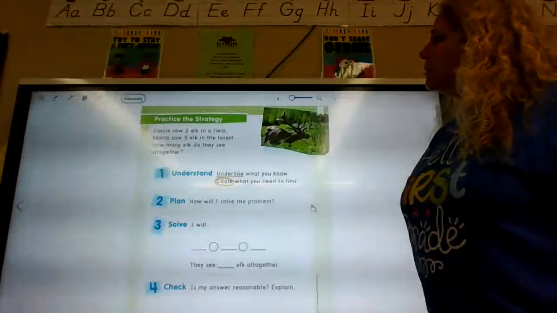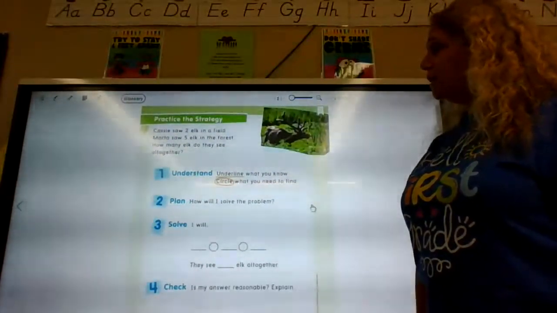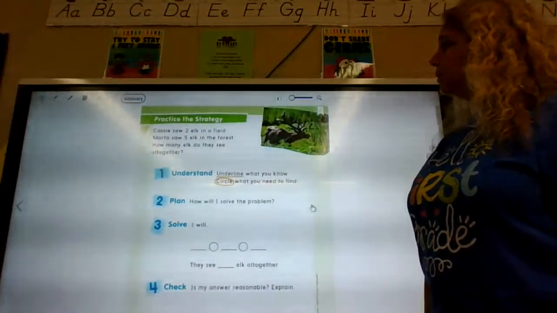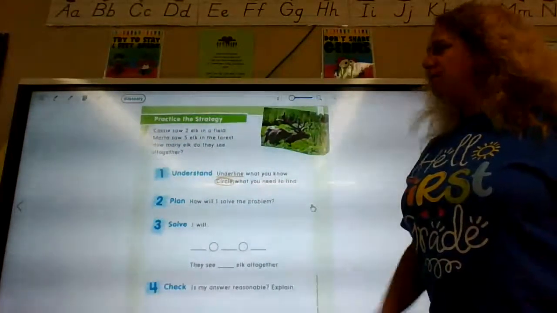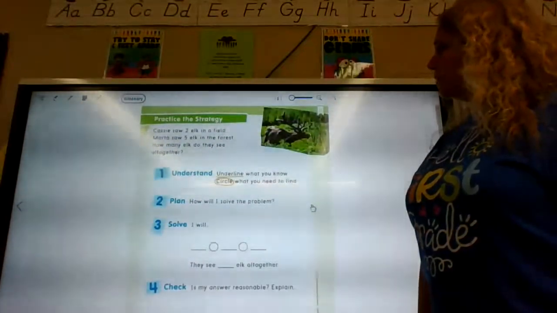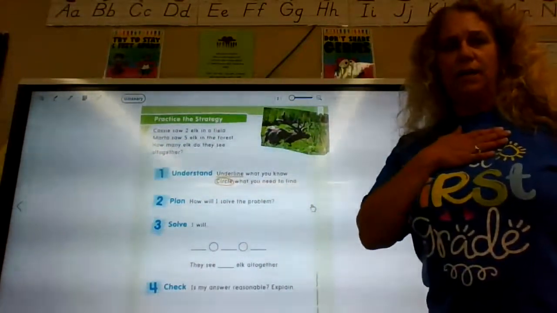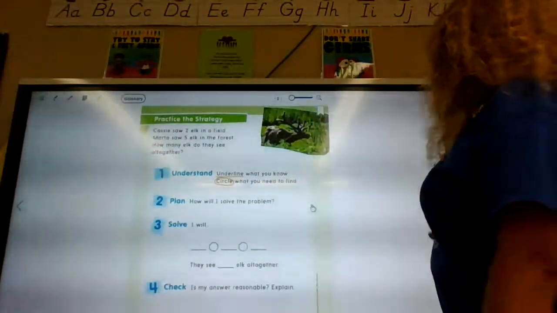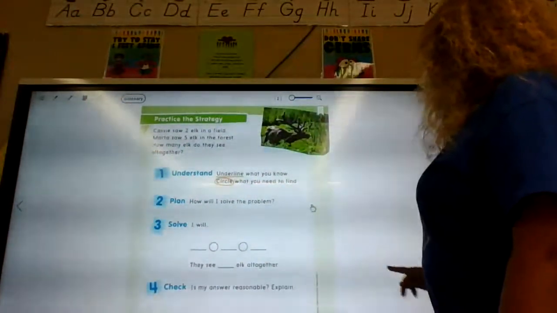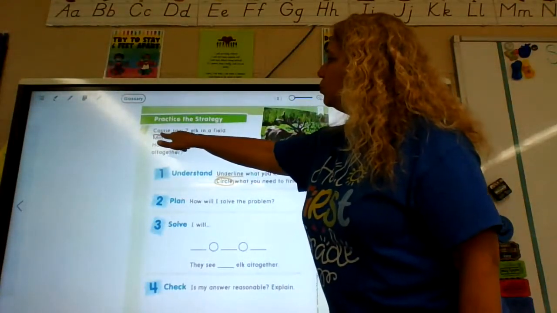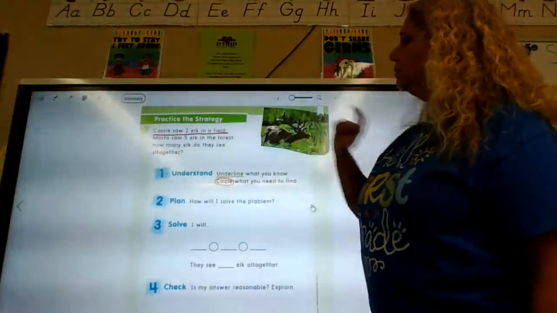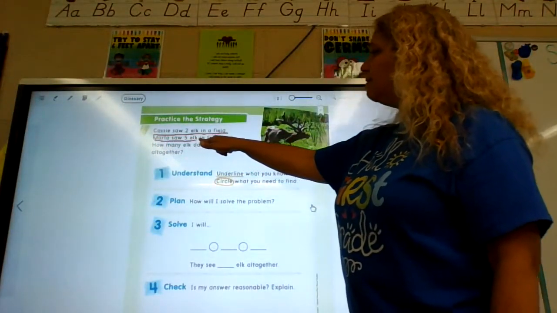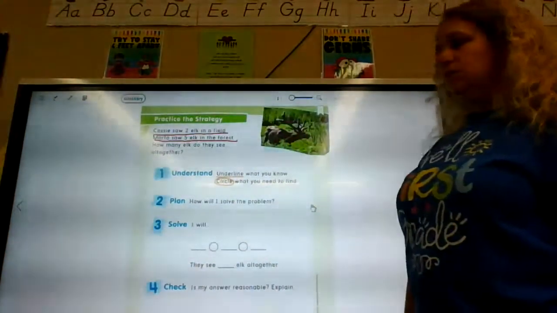There's some elk. It says Cassie saw 2 elk in a field. Marta saw 5 elk in the forest. How many elk do they see all together? Okay, so we're going to underline. I'm going to underline what I know. You don't have to do that on yours, okay? So what we know is, we know that Cassie saw 2 elk in a field, because they told us. We know that Marta saw 5 elk in the forest. So that's what we have.